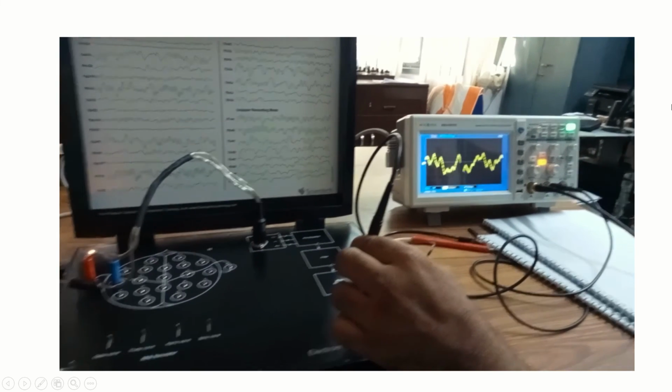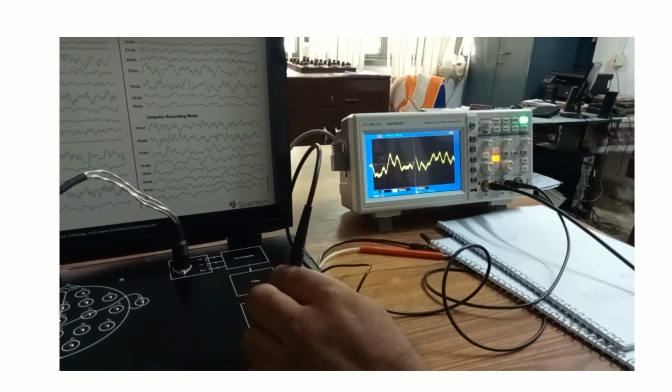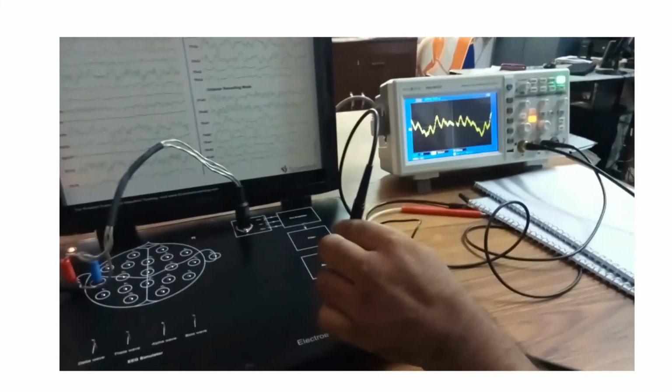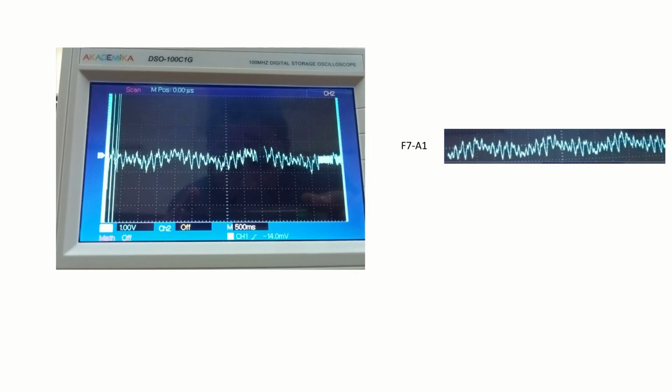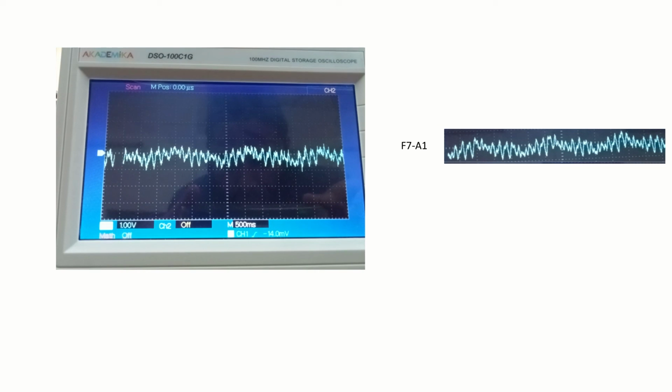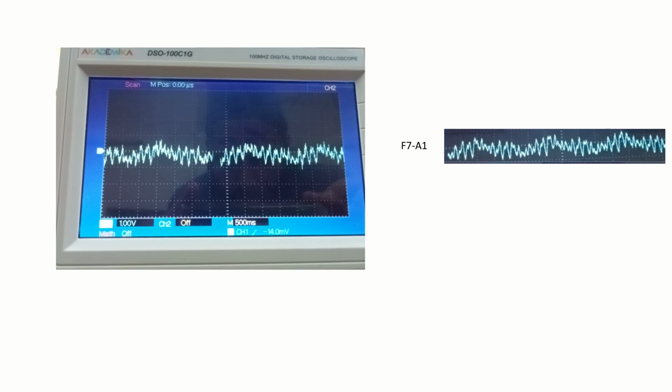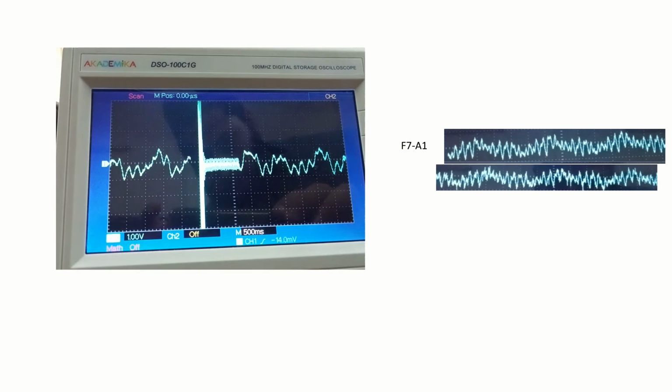Here is the experiment that had been performed. We had connected the probes to the scalp and then to the processing units, and the waveforms had been recorded on the DSO. Now we'll observe one by one the waveforms recorded on the DSO, and we'll plot those. This corresponds to the first, the F7A1 unipolar arrangement. Now we have the second, the F8A2 waveform, being observed on the DSO.